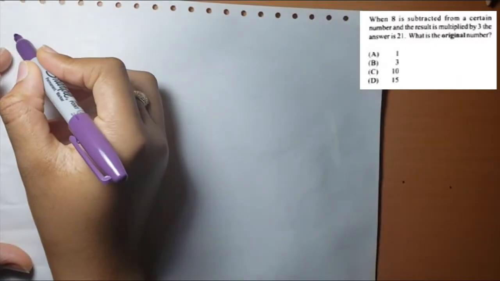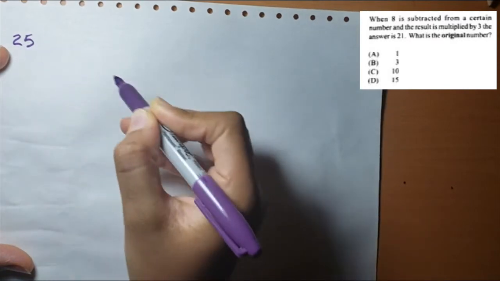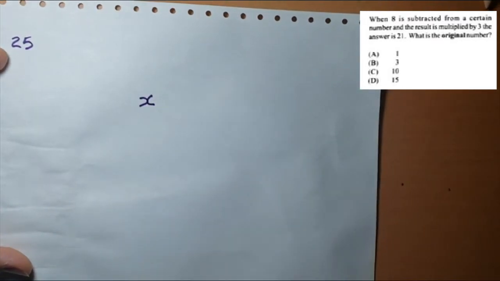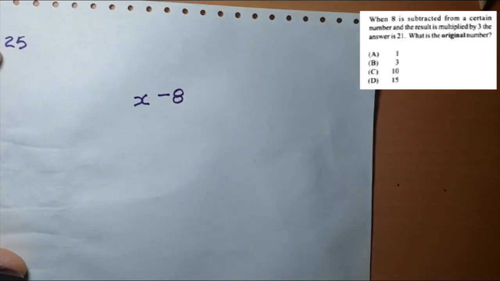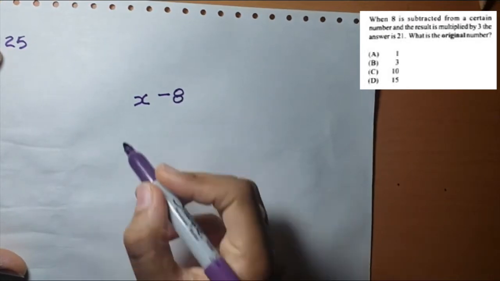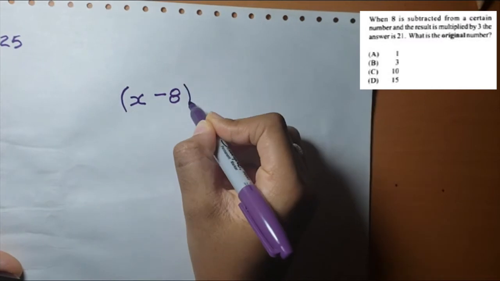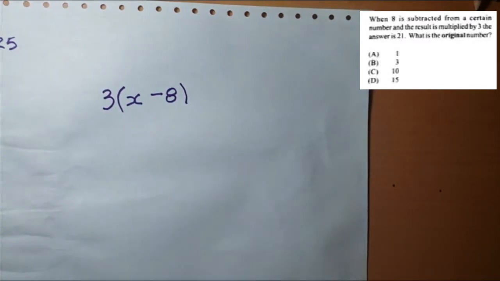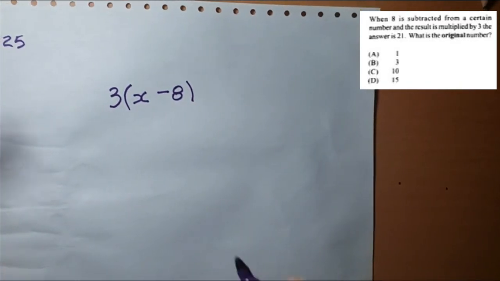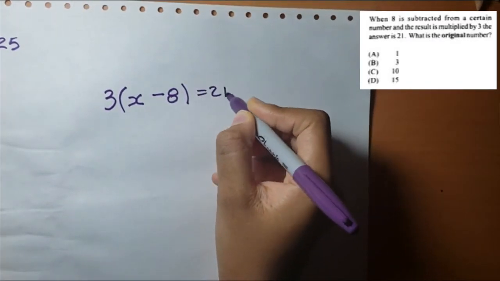We have a number, number 25. We know that 8 is subtracted from this number, and the result is multiplied by 3. The entire result, the one that 8 is subtracted from, so the whole thing, is multiplied by 3. The answer is 21. So we're trying to find x.